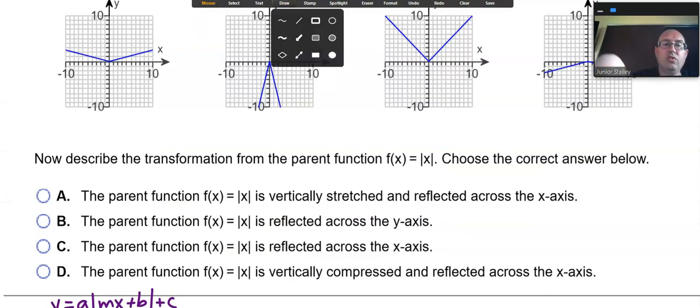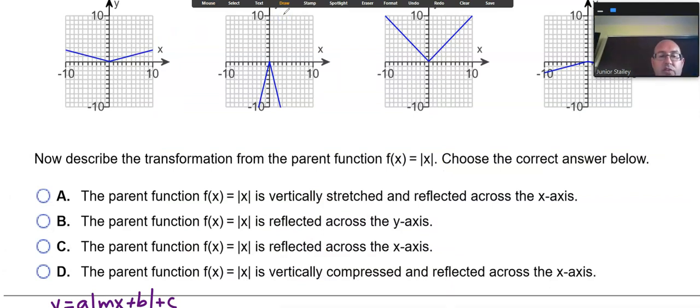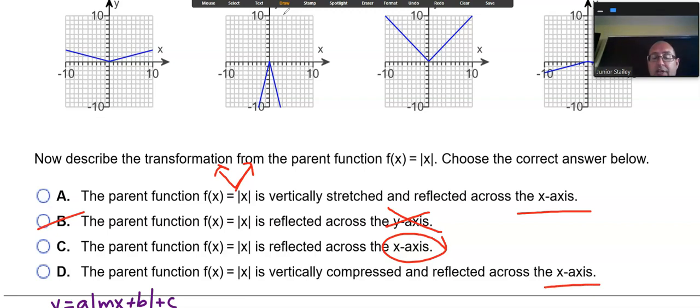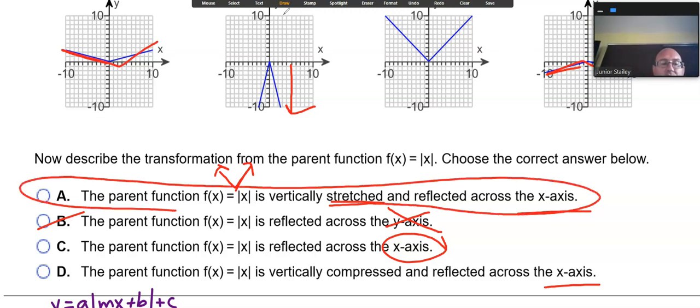So what kind of words can you use to describe what's happened? The parent function, that's the original one, the y equals x absolute value with slopes of 1 and negative 1 that started at the origin. It got reflected across, not the y-axis, it got reflected across the x-axis. So we definitely have to have something about reflection across the x-axis. So it can't be choice B. It did get vertically stretched. The reason I know it's stretched is because you're pulling the points down. Compressed would be like this graph over here or this graph over here where you're shrinking the y values. This one got vertically stretched and reflected across, so this is choice A.